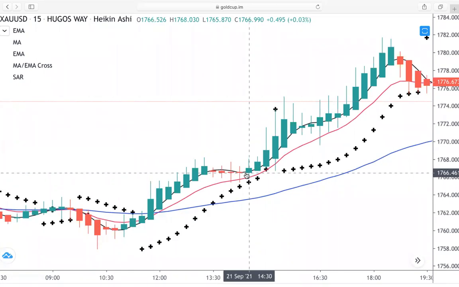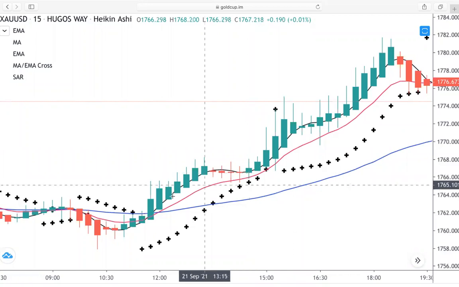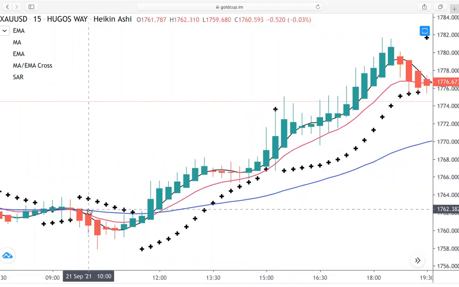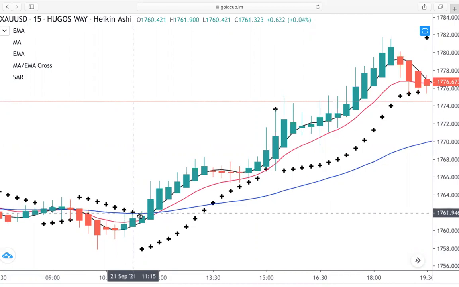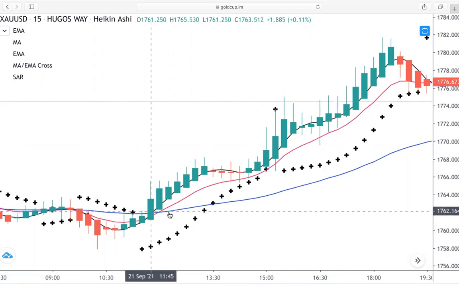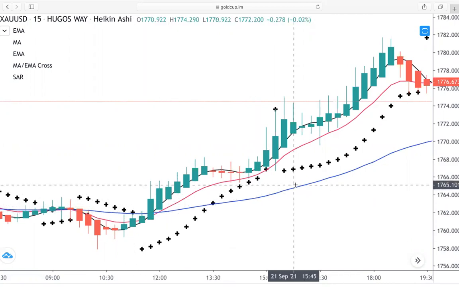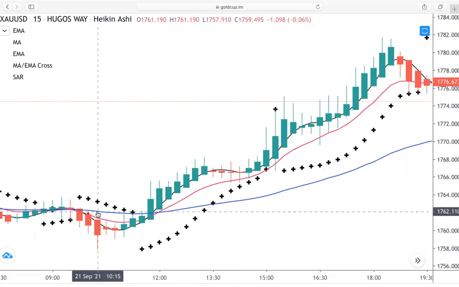My second confirmation for a buy is I want to see the blue line cross both the black and the pink line going up. I want to see the blue line cross both the pink and the black line going up. That's my second confirmation.